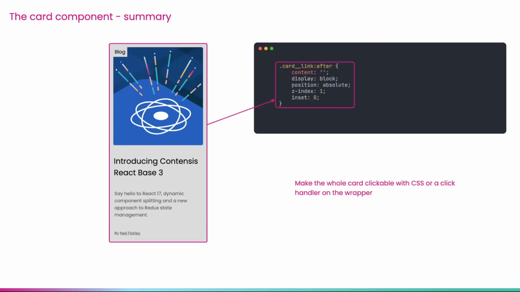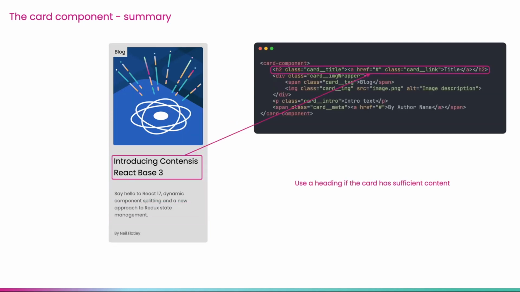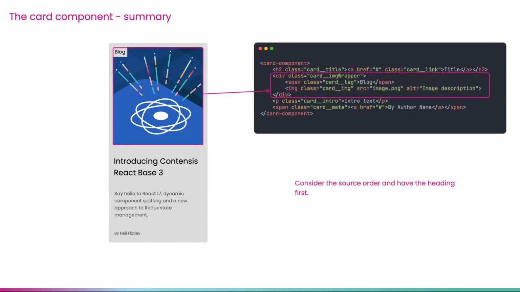Once you've done that, use some sort of method, either making the whole card clickable with CSS or with some sort of click handler on the wrapper, so you can click everywhere. Use a heading, yeah, if you've got enough content in the card and it warrants a heading, use it, as long as you've not got a million headings on a page. Consider the source order, and having the heading first. A screen reader user is expecting all its content after the heading, so you don't want them to miss anything.